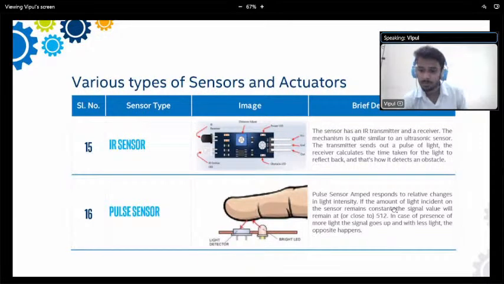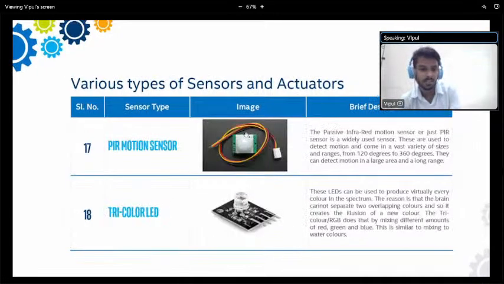Right. So by using this kind of principle, we are able to get the pulses. So you can use the pulse sensor in medical kinds of applications. PIR motion sensor is also one kind of detecting mechanism, like the IR sensor and ultrasonic sensor.